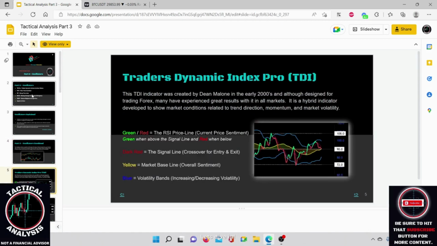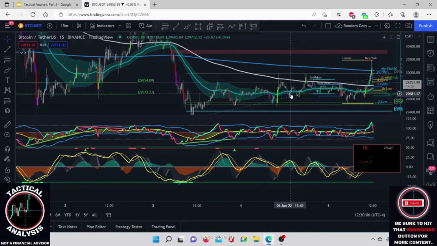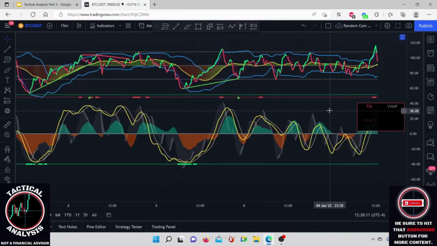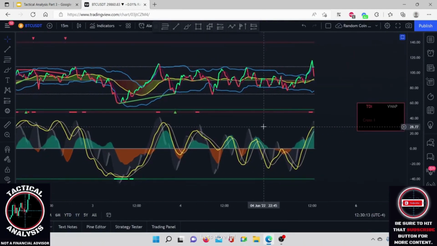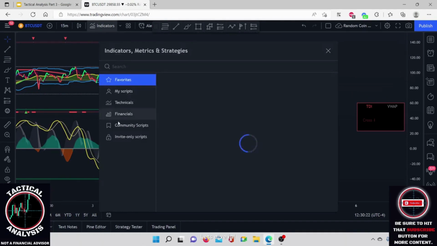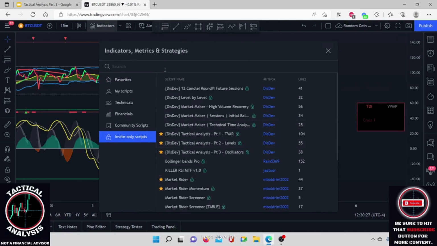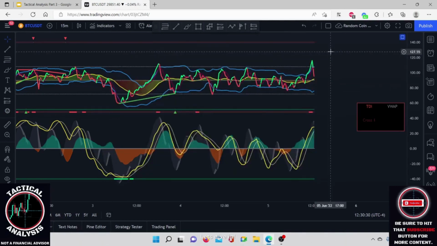Getting further into it, let's talk about the Traders Dynamic Index Pro, or the TDI. Let's take a look at it on the chart. Just like the previous ones, once you head on in to the Disruptive Developers website at disruptivedevelopers.com, you will make your donation. Once you make your donation, you will be cleared and you will find your Part 3 oscillators in your invite-only scripts. And again, just like the previous two, you click on it, hit your terms and conditions to agree, and it will come up on your chart as you see here.